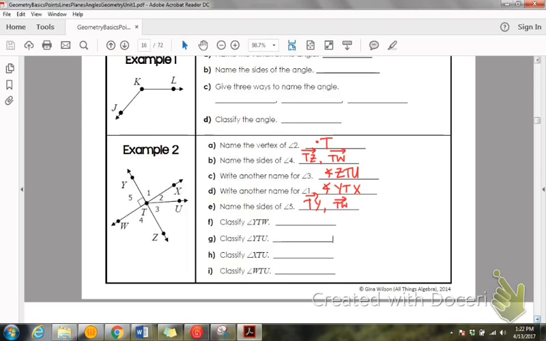Okay, Braxton, it says classify angle YTW. So angle YTW is this angle here. Is that an obtuse, acute, or right, Braxton? Right angle. What gave it away? The box. Good. So this is a right angle.